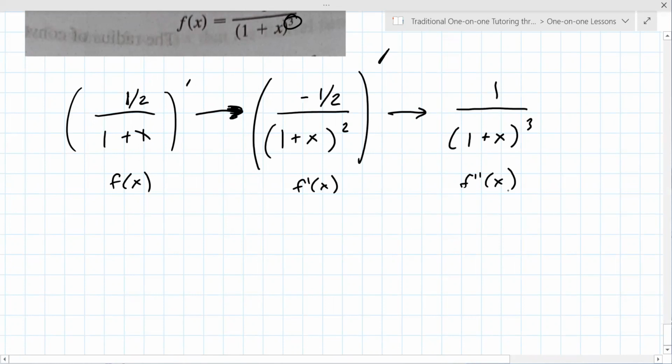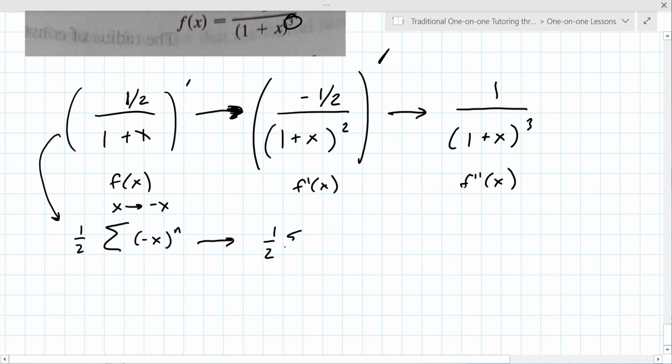Okay, so f of x we can write as 1/2 sigma of minus x to the n. So this thing right here, its power series representation is this down here. Is that okay? Okay, so now we got to take a derivative of it to get this one. We don't even care what's in this line above here. We just know we got to take a derivative of this sigma thing. So it's 1/2 sigma n times minus x to the n minus 1, times -1.